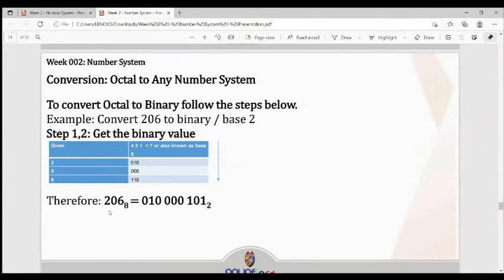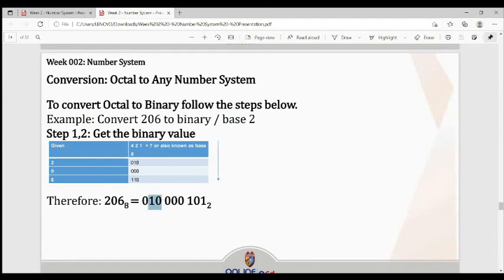Okay, so for example, convert 206 to binary. So, kunin mo yung equivalent ng 2, ng 0 at ng 6 into 3 bits. So, the equivalent of 2 is 010. The equivalent of 0 is all 0. Then 6 is 110. Then after getting that one, pagtabi-tabihin mo lang sila. So, mauuna itong 2, dito tayo mag-start. So, ito, 0, 1, 0, ito yung mauunang ilalagay natin.